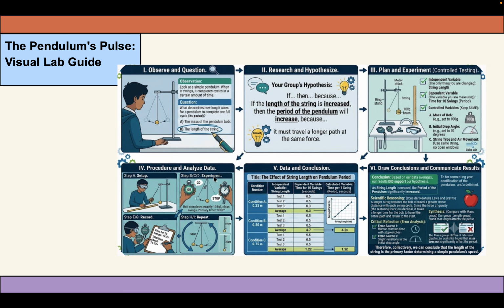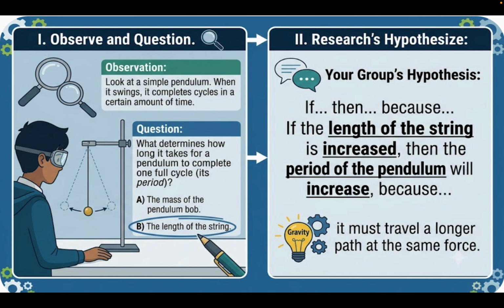So the pendulum's pulse is a very simple lab, and it is really easy to understand. So let's start now. Panel 1. We'll be first starting with observation and question, and the second one, hypothesis.